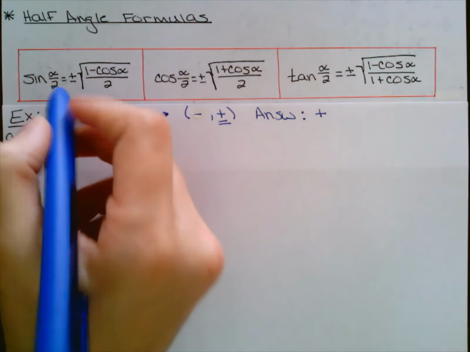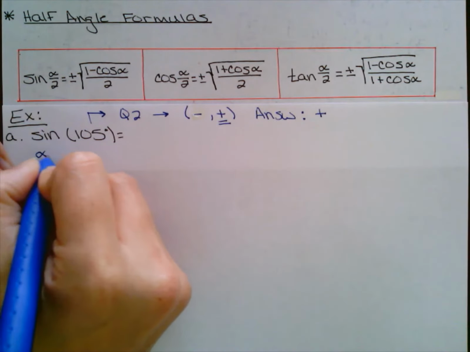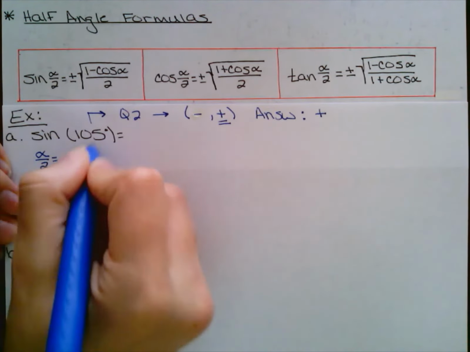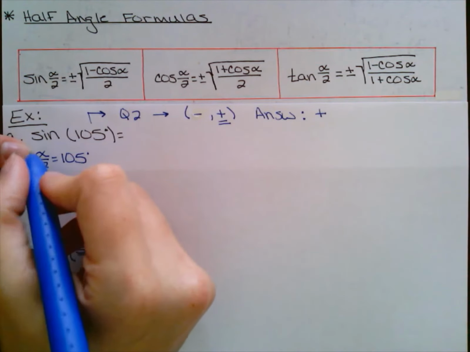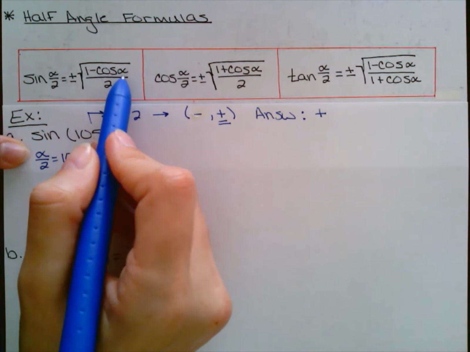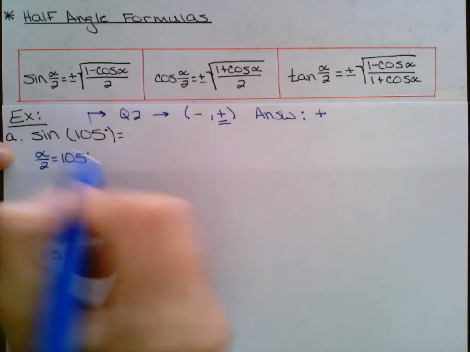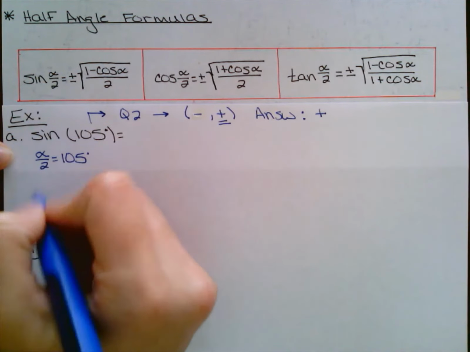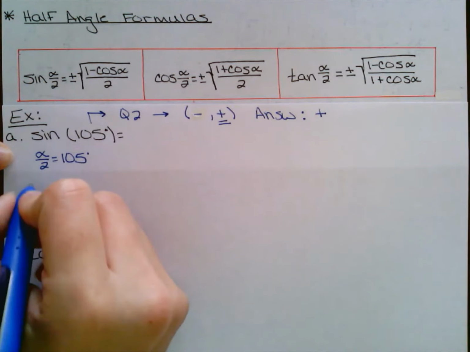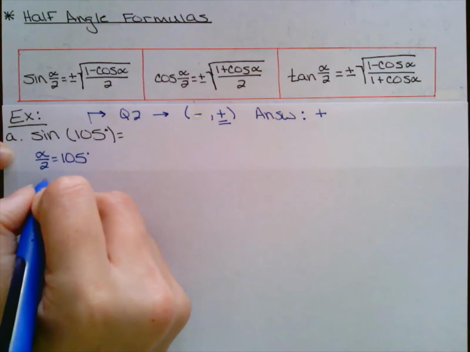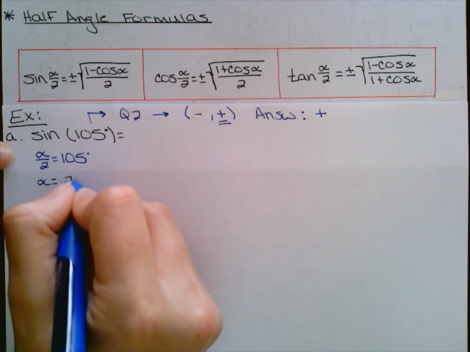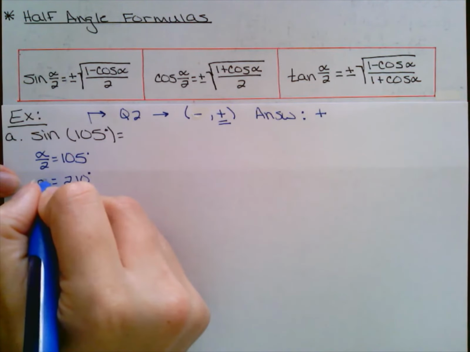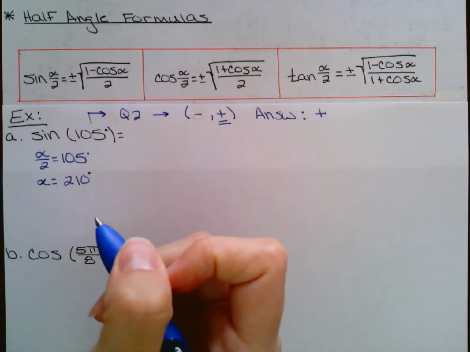Next step is if my formula has an alpha over 2, and this question says 105, I need to figure out what my alpha is going to be to plug into my formula. Okay, well, this is simple algebra here, solving for alpha. I'm going to multiply the 2 to the other side. So I have alpha equals 2 times 105 is 210 degrees. This is the alpha that I'm going to place in my formula.